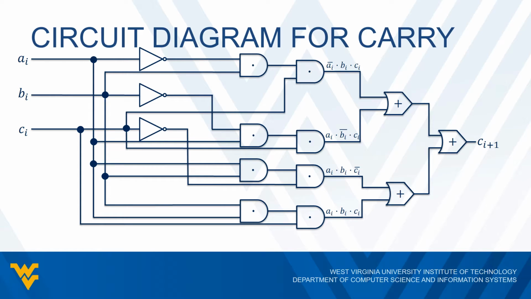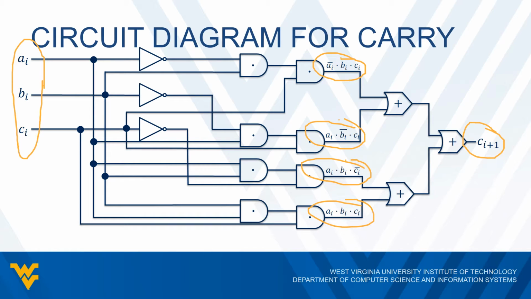So once again, we have our input over here. And then if we just follow through with all the AND, OR, and NOT gates, we would get our 4 sub-expressions resulting here, here, here, and here. So these are the results of using the AND and NOT gates, and then we would combine them with the OR gates, and then it gives the result of CI plus 1.